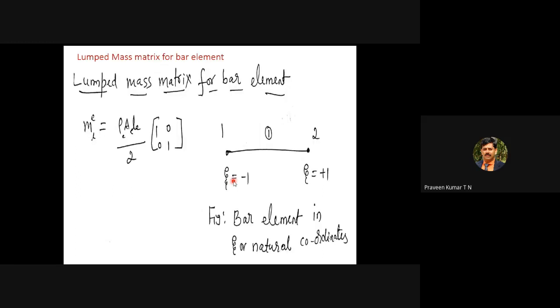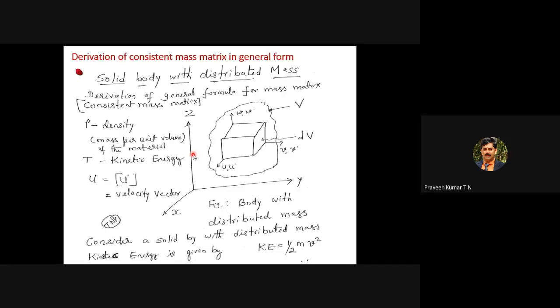The lumped mass matrix for the bar element is given by rho A Le divided by 2. Rho A Le is nothing but the total mass. So area into length is volume, volume multiplied by density is nothing but mass. Suppose the total mass is 1000 kg, it is divided by 2. So once it is divided by 2, the 1000 kg is distributed at node 1 as well as node 2, 500 kg at node 1 and another 500 kg at node 2. That is the concept of the lumped mass matrix. This is the formula for the lumped mass matrix.